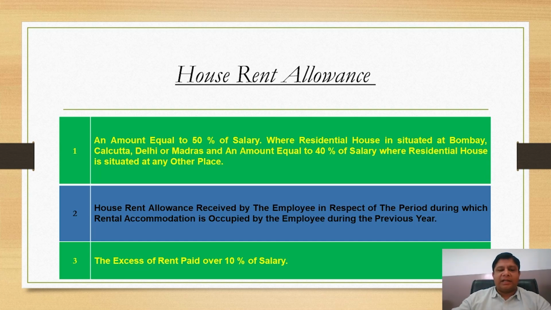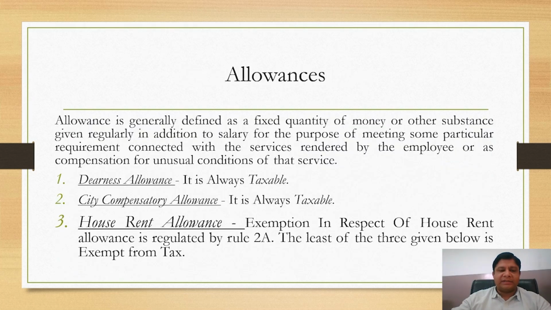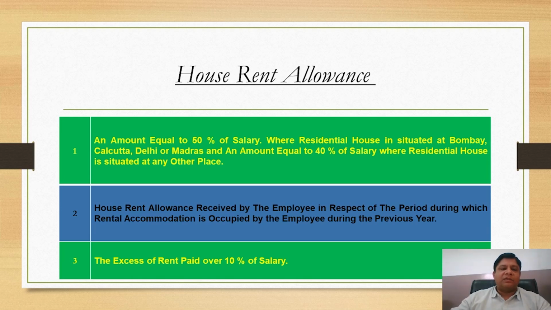Second, HRA received by the employee in respect of the period during which rental accommodation is occupied. Third, the excess of rent paid over 10% of salary. As defined in previous slides, the least of the three given below is exempt from tax. So, HRA is allowed after calculating these 3 points, and the lowest will be exempted for taxation purposes.